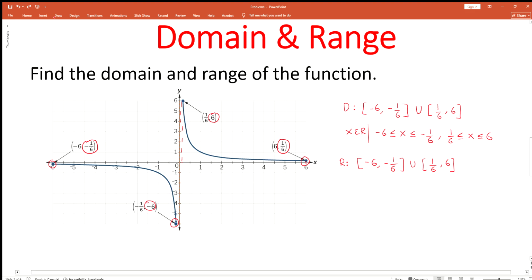In the other notation, we can write the range as y ∈ R, which means y can be any real number from -6 to -1/6 for the lower curve, and from 1/6 to 6 for the upper curve. This is the range of this graph. So these are the steps you have to keep in mind to find the domain and range for a graph like this one. So I hope you'll find this video useful.